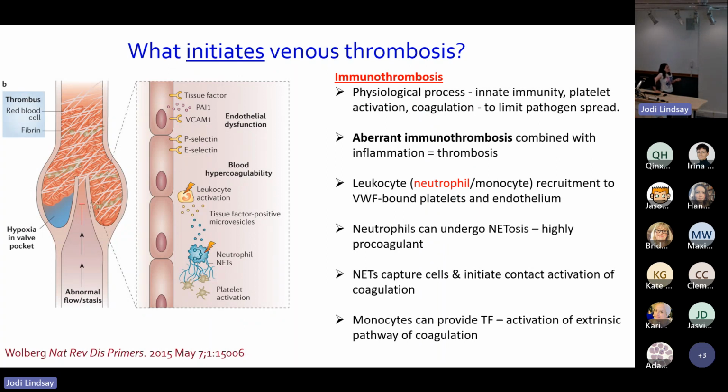So NETs provide a scaffold for red blood cells and platelets, and there's also VWF that has been associated with NETs. They also trigger contact pathway activation, due to their negatively charged DNA, and activate factor 12A. And lastly, if you remember, I mentioned the intravascular stimulus. So this is monocytes that release microparticles that are charged with tissue factor that trigger the extrinsic pathway of coagulation.